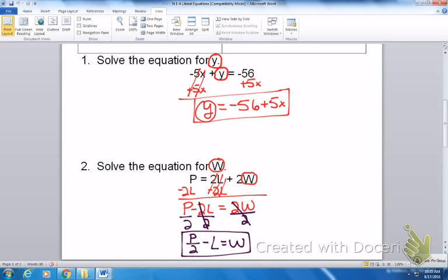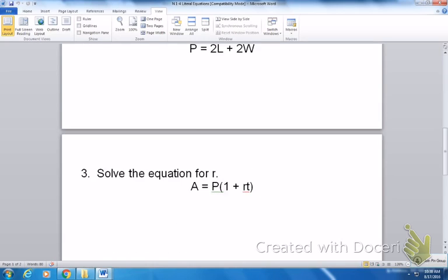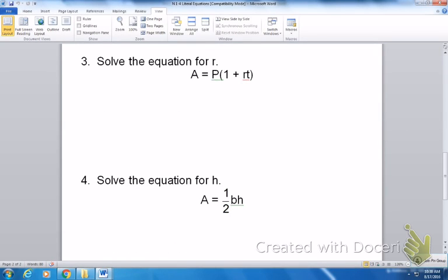Now that one is kind of complicated looking, but you saw none of the steps are really that hard. We subtracted something from both sides, we divided by the number we needed to, and then we simplified. All right? So let's go ahead and go to the next page. We're getting a little more complicated as we go.